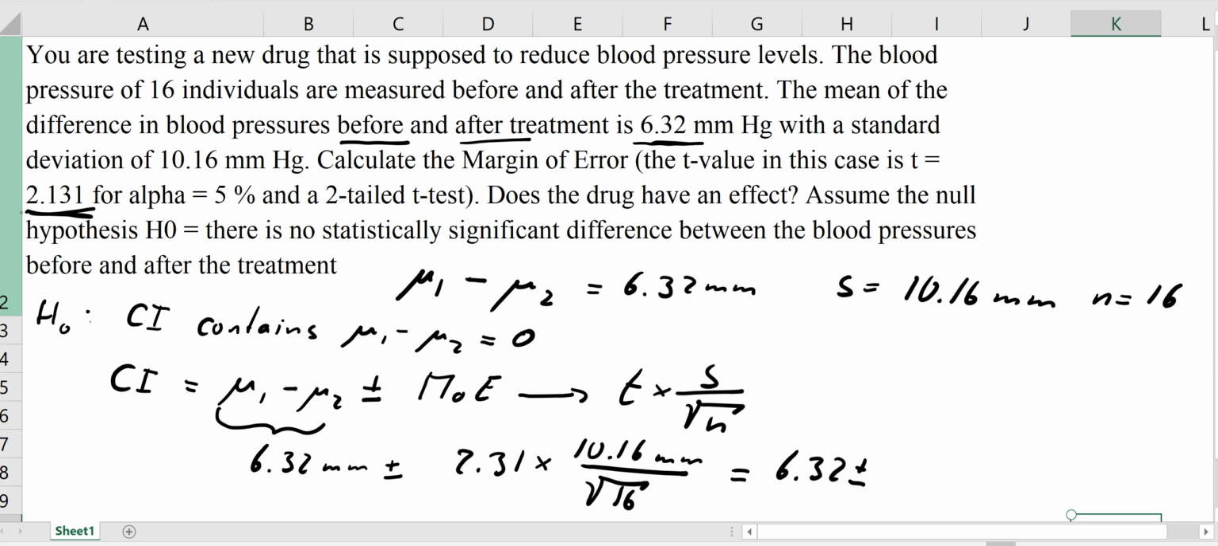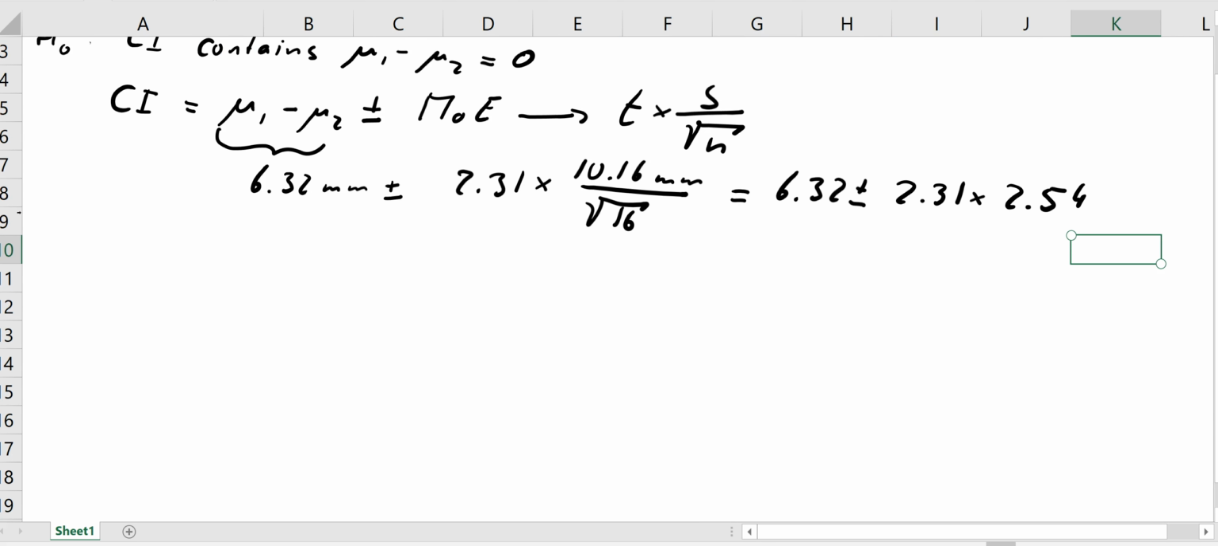6.32 plus minus 2.31 times 2.54, if I've done my calculations correctly. And this will give us 6.32 plus minus 5.87. So we can now calculate where we are fairly confident that the difference between the two means is located.